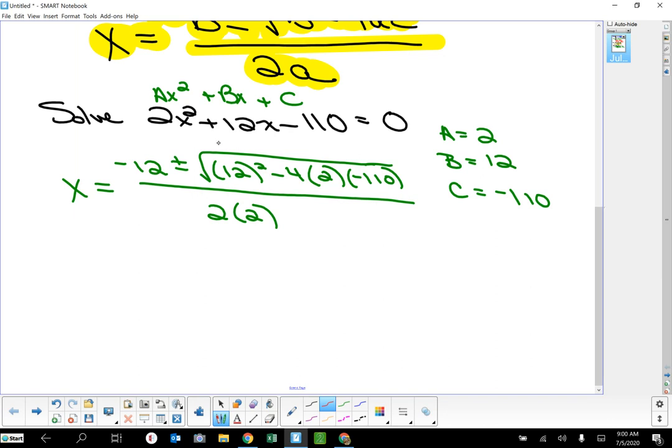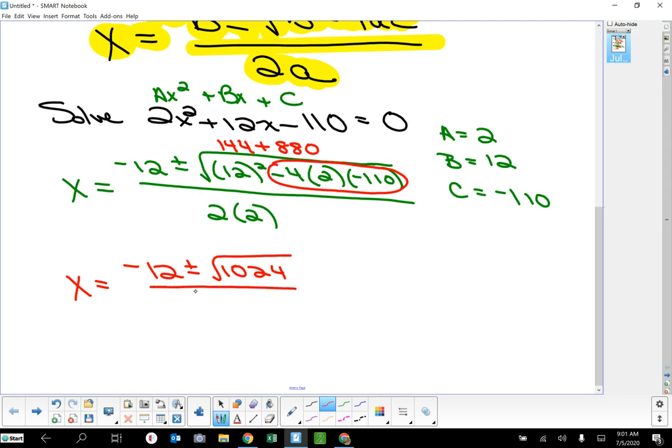So I'm going to go 12 squared is 144. And then I have a negative 4 times 2 times a negative 110. So remember, this is all multiplied. So I have two negatives, so it's going to be a plus, and that works out to be an 880. And then in my next step, I'm going to have negative 12 plus or minus the square root of 144 plus 880, which is 1024, and that's over 2a, or 2 times 2, which is 4.